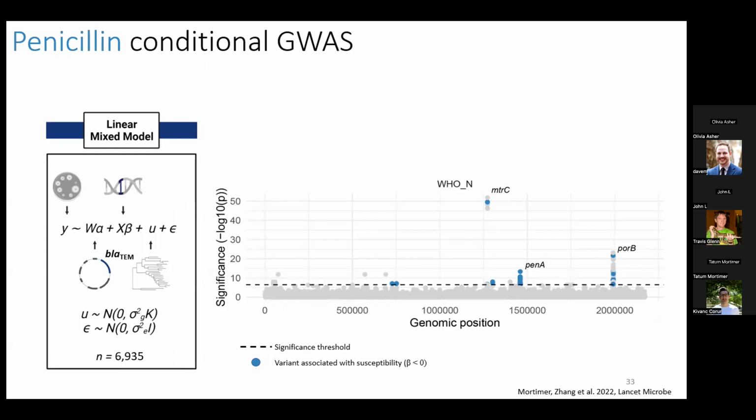So here's our result for the penicillin conditional GWAS, and we do see susceptibility associated variants in the efflux pump MtrC, as well as porB, which is the porin. But we also see a peak in penA, which encodes the target of penicillin. And the variant in penA actually has the highest impact on susceptibility. It has the highest absolute value of beta in the linear mixed model. And so we decided to focus on that variant.